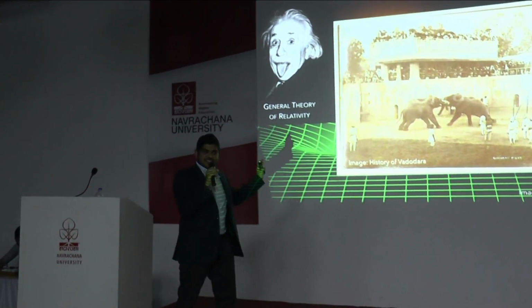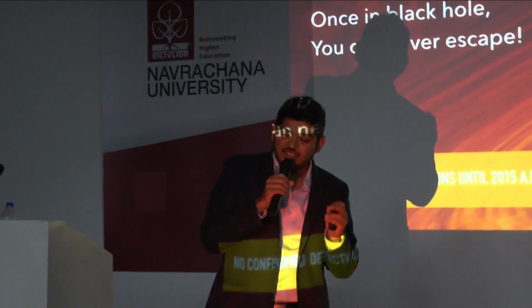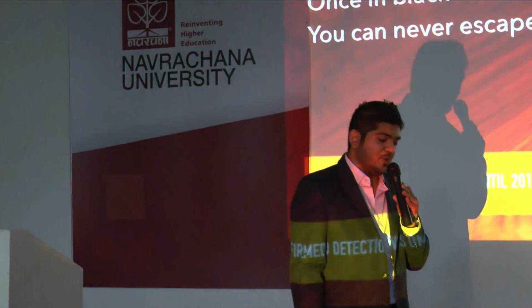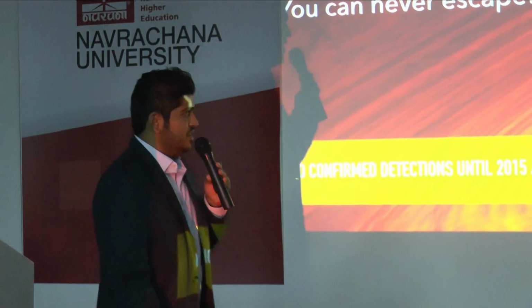But this is not the craziest thing in Einstein's theory. The problem was Einstein's theory, no matter how crazy it was, gave birth to two more crazy things. One of them is black holes. So what is a black hole?